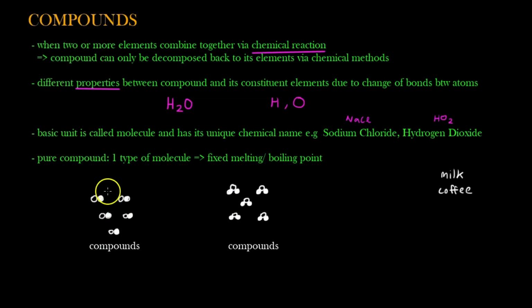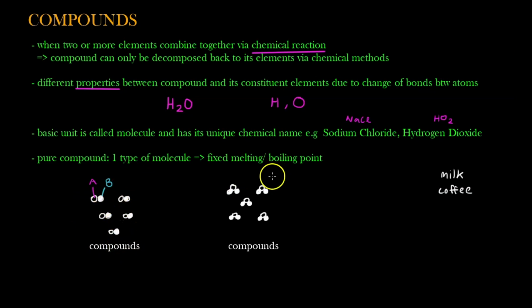First one, for example, let's call the white, transparent one element A, and the shaded one element B. They chemically react to form this new compound, and all of them have the same structure. Do you see? These are all A's, these are all B's. So this is called a compound now.